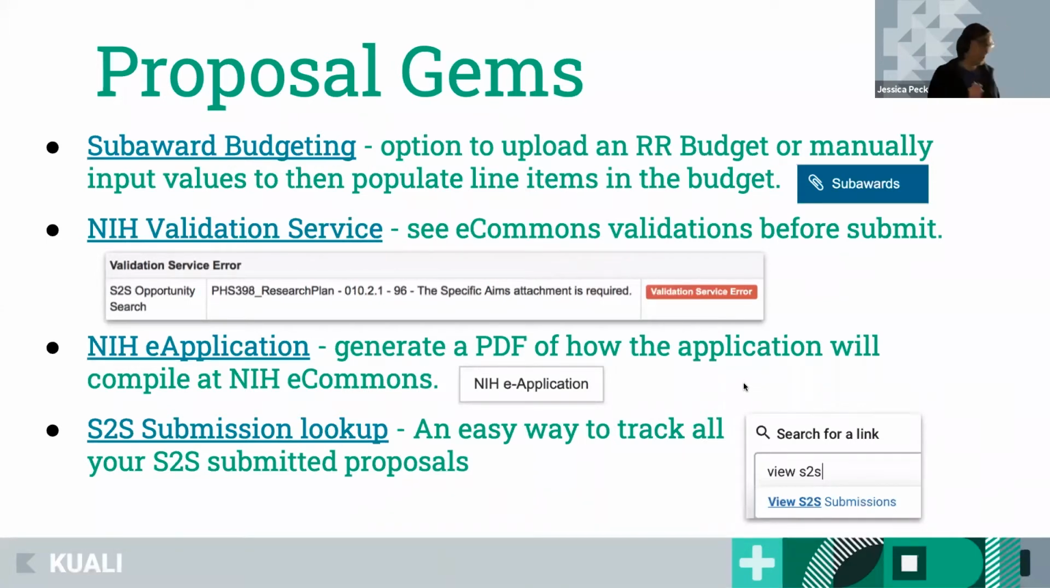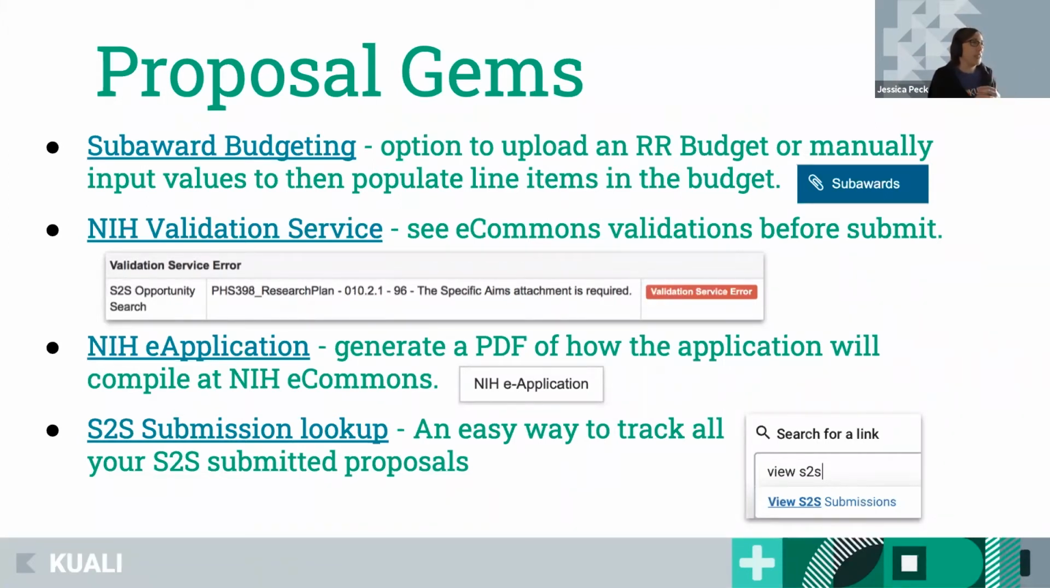Proposal development. Proposal gems. Okay, so sub-award budgeting. I feel like a lot of people maybe aren't utilizing this to full power. I'll show you that in just a minute, but it's really nice because it allows you to upload budgets, R&R, or input values directly to populate your line items for sub-award directly into your detail. So you don't have to manually add each line item each year for a given sub-award. I'll show you that in just a moment.